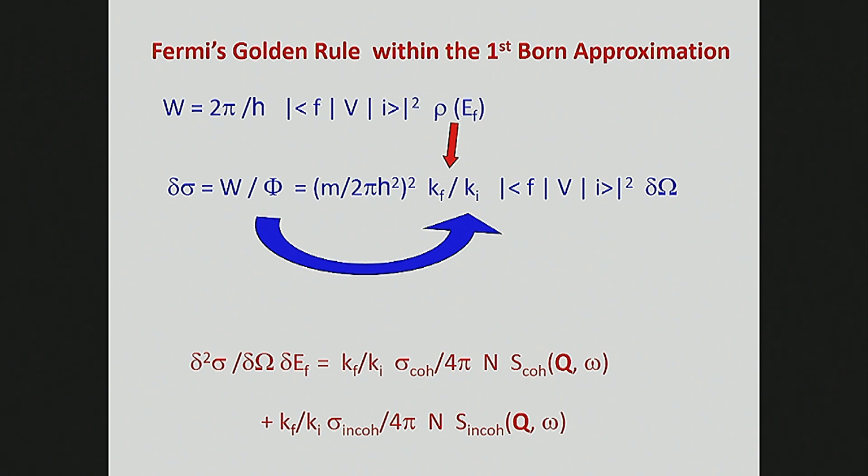The way that we're going to do this is through a formalism that physicists refer to as Fermi's golden rule. So actually, how many people have a physics background?